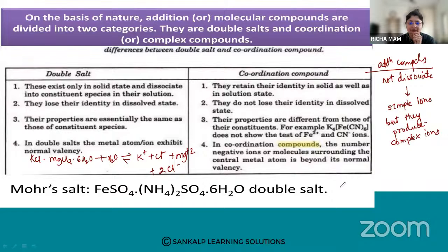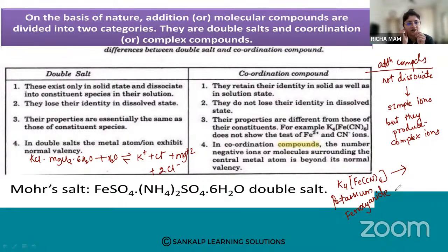Let me give you an example. Here I'll write it: K4[Fe(CN)6]. This is an example of a coordination compound. The name of this compound is potassium ferrocyanide. How to name this compound, we are going to study in our next classes. IUPAC nomenclature of coordination compounds is very important, so that also we are going to study.